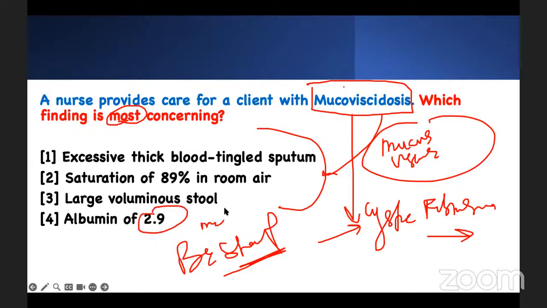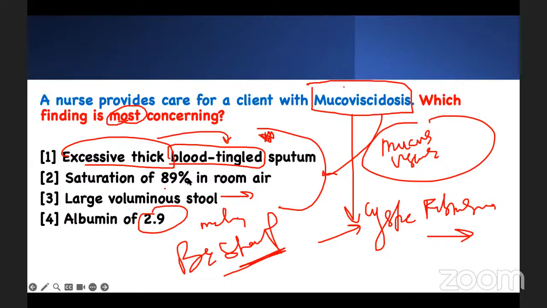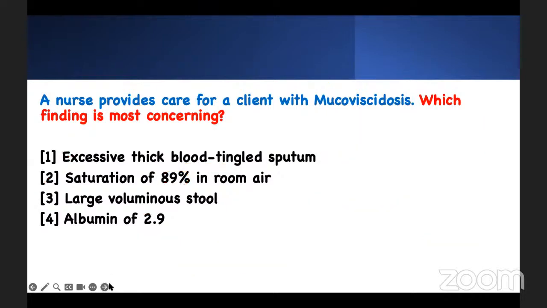These patients are malnourished, right? You're not going to pick number 3. They have large, fatty, voluminous stool. You're not going to pick 1 because I put blood and thin sputum. Of course, he's going to have excessive thick secretions, and this will have a little bit of blood in it. This is not CHF. Don't pick it. The saturation is not normal. You don't see desaturation in cystic fibrosis. That means he's getting into trouble. Therefore, number 2. But don't pick number 1.